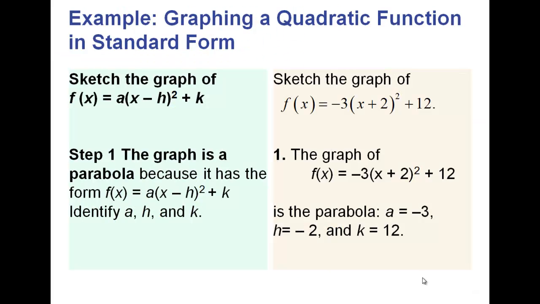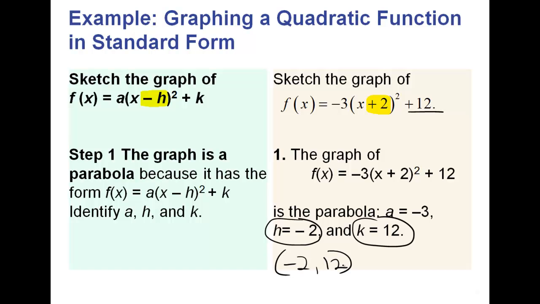You can graph a quadratic function very easily if it's in standard form, because as we said, we now know what the vertex is. Because h here, it's supposed to be minus h, so since we have a plus 2, that tells us that h has to be -2. And this plus 12 tells us that k equals 12. So our vertex very simply is (-2, 12).